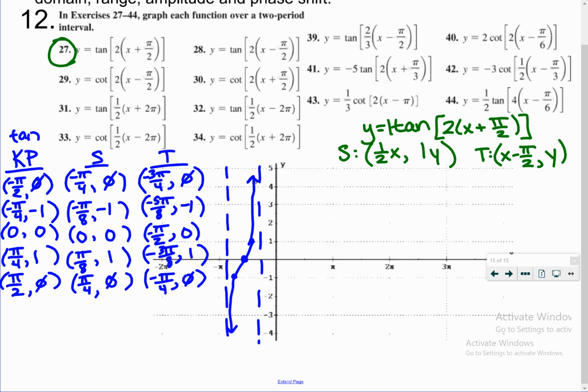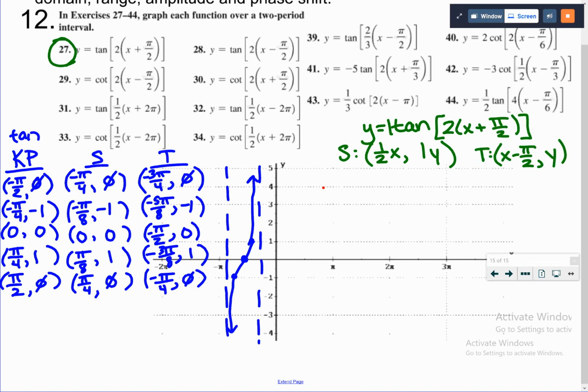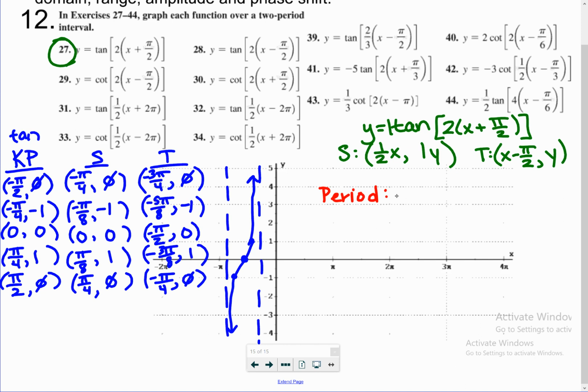All right. Properties. What is the period of tangent or cotangent? Do you remember how to find it? This time pi over b instead of 2 pi over b. B here is 2, so if I do pi over 2, I get pi over 2.